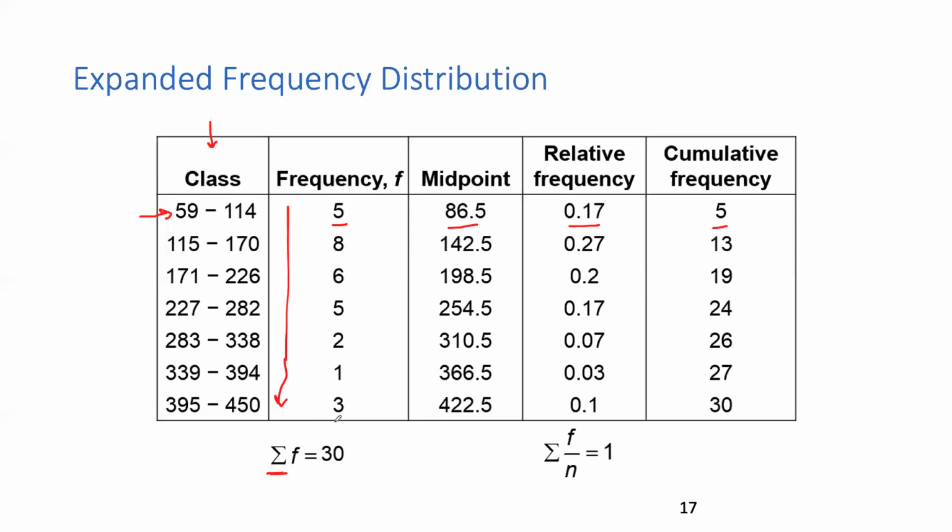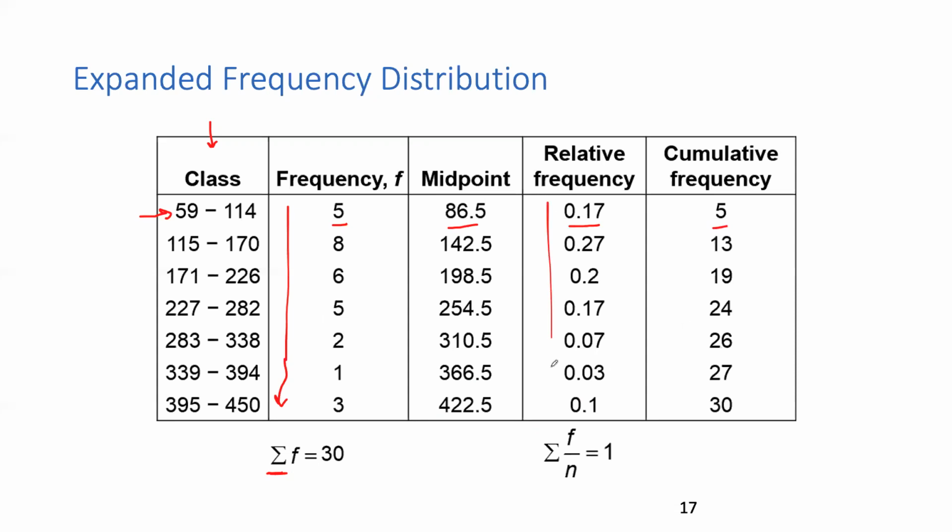They should add to the total size of the data set, because all the entries are either in one box or the other. If I add up the total number of entries in all the boxes together, that should tell me the size of the data set, in which case it should be equal to 30.